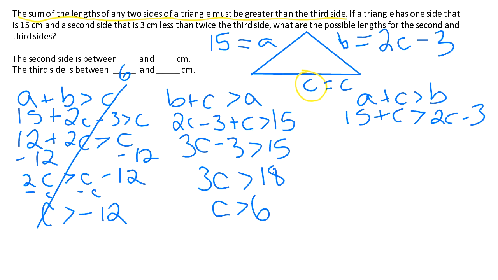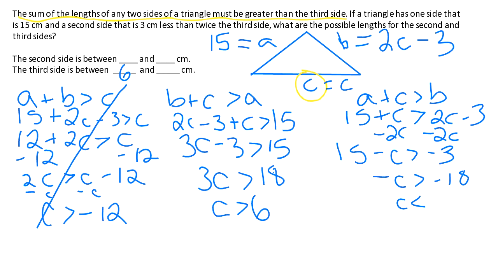All right, again, I gather my C's on the left. So I'm going to have 15 minus C is greater than negative 3. Take away 15, and divide by negative 1, sorry. And dividing by a negative flips my inequality symbol. So C has to be less than 18. So C is between 6 and 18.